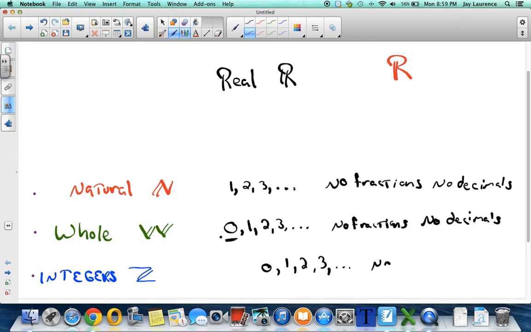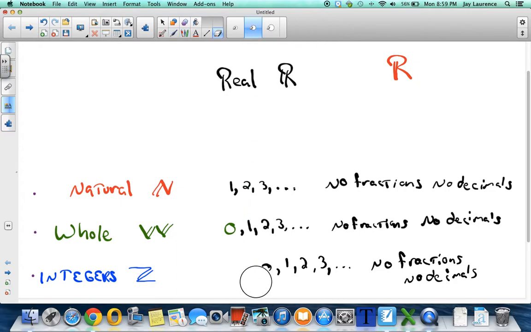There's no fractions, no decimals, but they also include the numbers before 0. Here, let me do this. I'm going to put this 0 in green because it's different than the natural numbers. Now, the integers include the 0, 1, 2, 3 on forever, but they also include -1, -2, and -3 on forever in the negative direction.